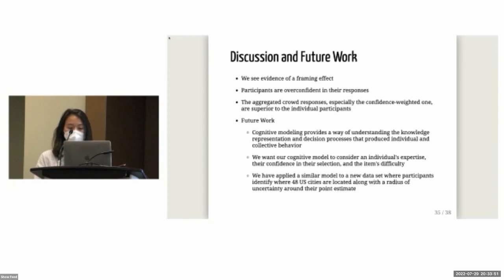the item's difficulty. So we have applied a similar model to a new data set where participants had a similar task where they identified where US cities were located, but they provided a radius of uncertainty. So it's a different measurement of uncertainty. And we have a model that applies to this.